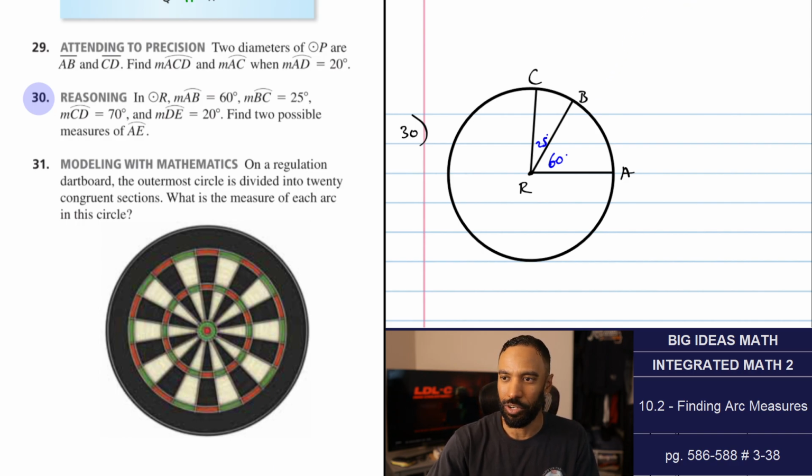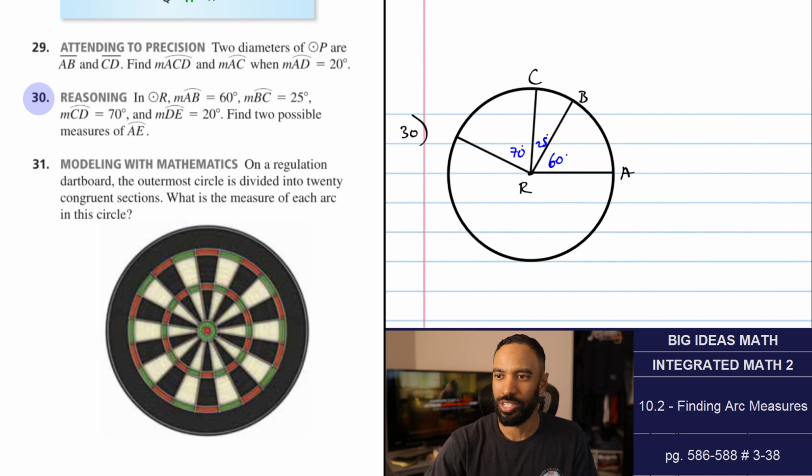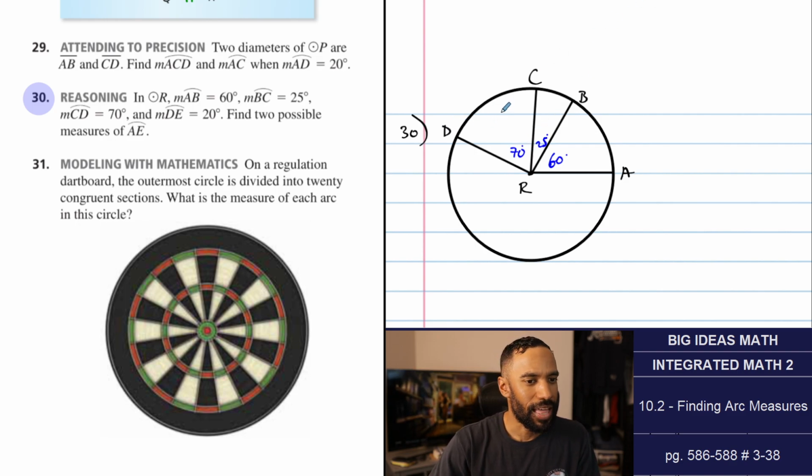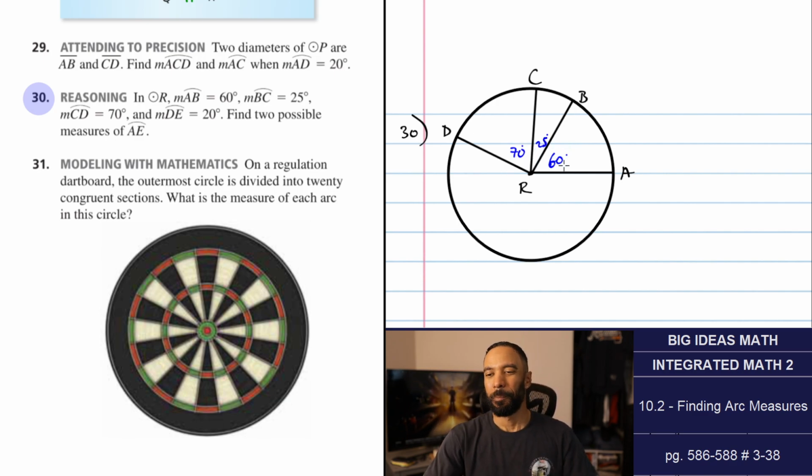CD is 70 degrees, so here would be maybe like a right angle, so let's go a little less like that. So 70 degrees for CD, and then DE is 20 degrees. Okay, the only problem is I don't know if this makes a semicircle or not.